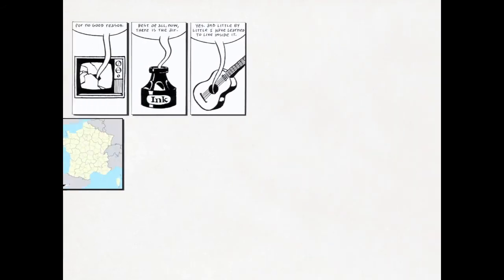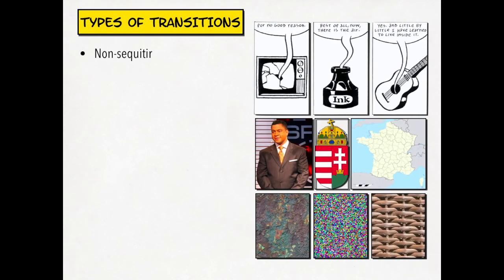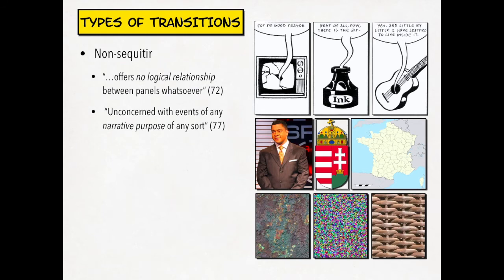The last transition McLeod talks about is a really tricky one. It's called non sequitur. And for him, this is a transition that offers no logical relationship between panels whatsoever. It's unconcerned with events of any narrative purpose of any sort. I've given some examples here. The first one is an interesting one from a strip called City of Glass. And the second two are ones that I just threw together doing random Wikipedia image searches.